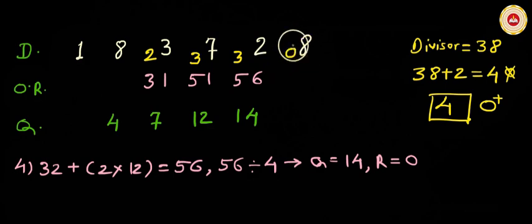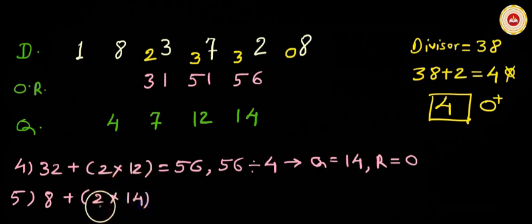Now read this as 8 and let us find the last osculation result in step number 5. So step number 5, 8 plus 2 times 14. See friends, multiplying the last quotient by 2 is important.